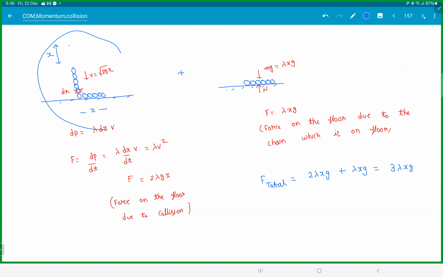Most people figure out this part. I think maybe in a hurry, we forget this part. He never asked you to find the force due to the chain hitting the floor, or due to the collision. The words were: find the force due to the chain on the floor. Clear?